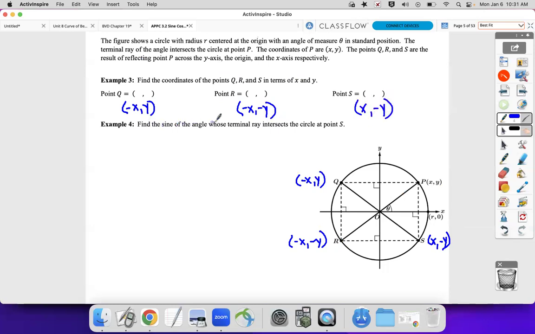So find the sine of the angle whose terminal ray intersects the circle at point S. Where is that? And so remember, the sine of theta is the y value over the radius. And if we're at point S, the y value is negative y and the radius is r.